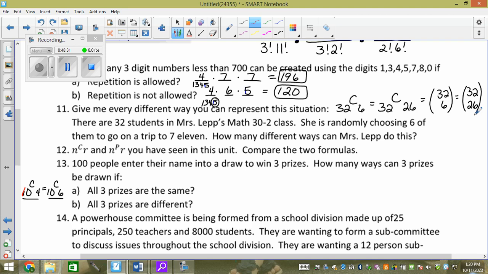nCr, nPr. nCr is a combination, order doesn't matter. nPr is a permutation, order matters, right? The difference would be: if I had 32 kids in the class and 6 of you got to go to 7-Eleven, that's a C. If I had 32 kids in the class, 6 of you got to go to 7-Eleven, and you all had 6 different jobs while walking to 7-Eleven, then it would be a permutation, because order would matter.